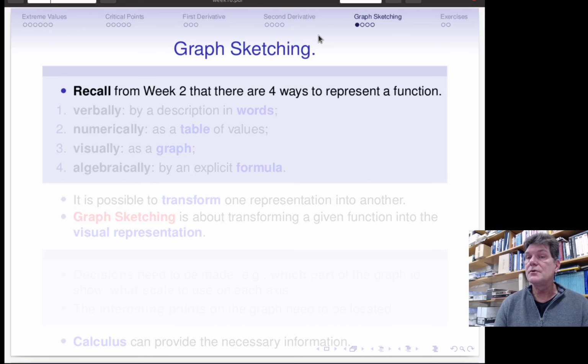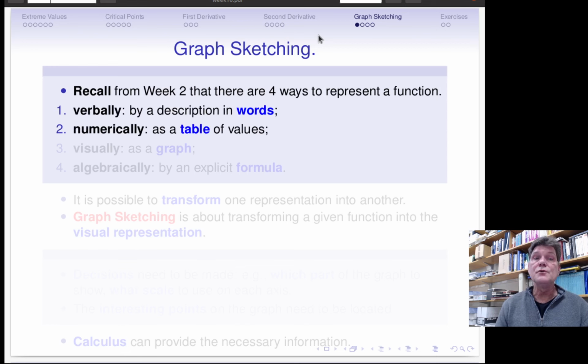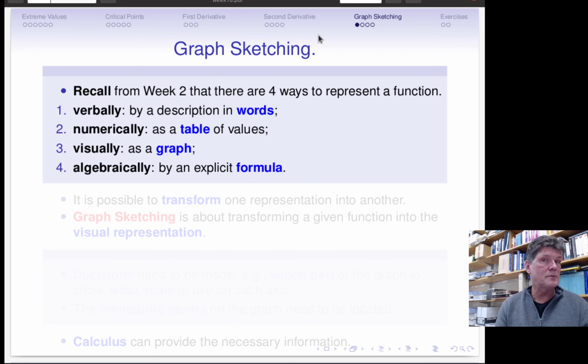In week 2 we found that there are 4 different ways to represent a function. We can describe a function in words, verbally. We can describe a function numerically by a table of values. We can describe it visually as a graph and algebraically by an explicit formula. We've seen that all these four different ways have their uses, have their advantages, and we've also seen that it is possible to transform one such representation into another.